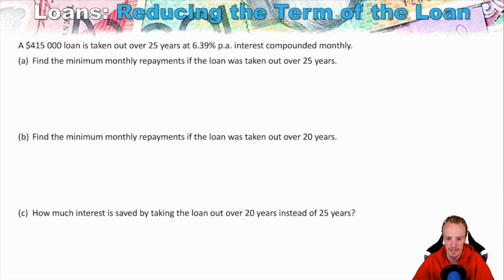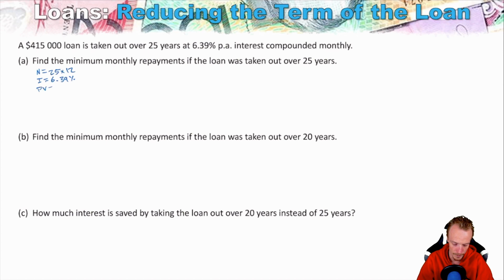So for the sake of this, we're going to compare paying off our same loan that we had before of $415,000. We're going to have a look at how much it was over 25 years, have a look at how much it was over 20 years, and then compare the difference. So here, the first one's 25 years. So we need the minimum monthly repayments. So our N here is going to be 25 by 12. Interest rate is 6.39%.